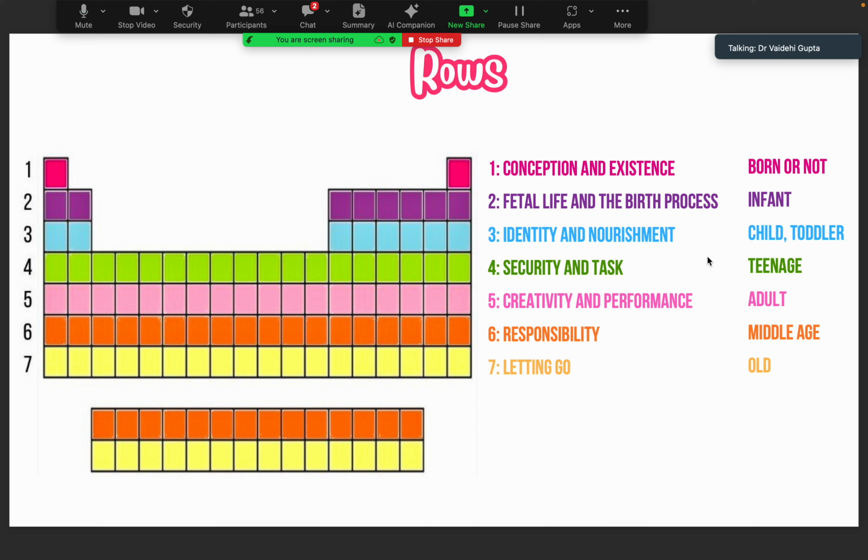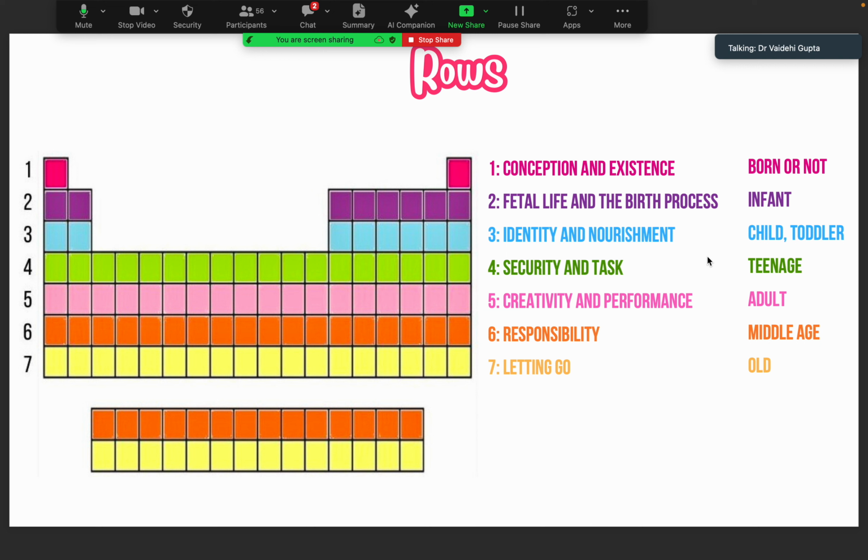In row 5, it is a row of creativity and performance. So in adult life, after that security, after getting a job, we just want to perform better so that we can get a better designation. So it is a phase of creativity and performance.